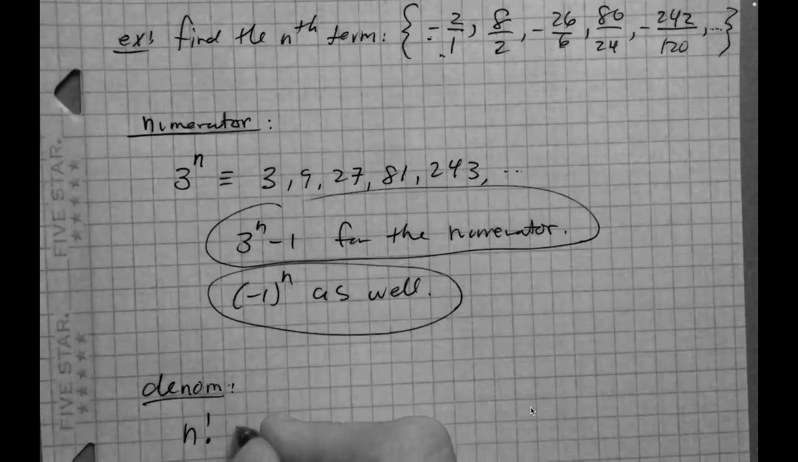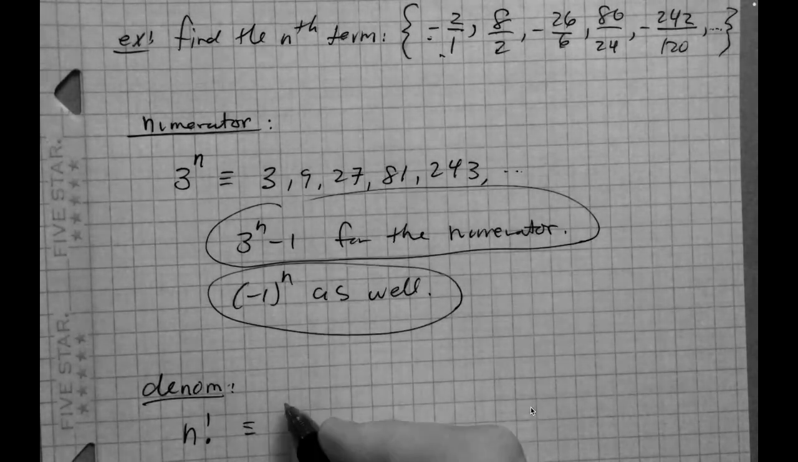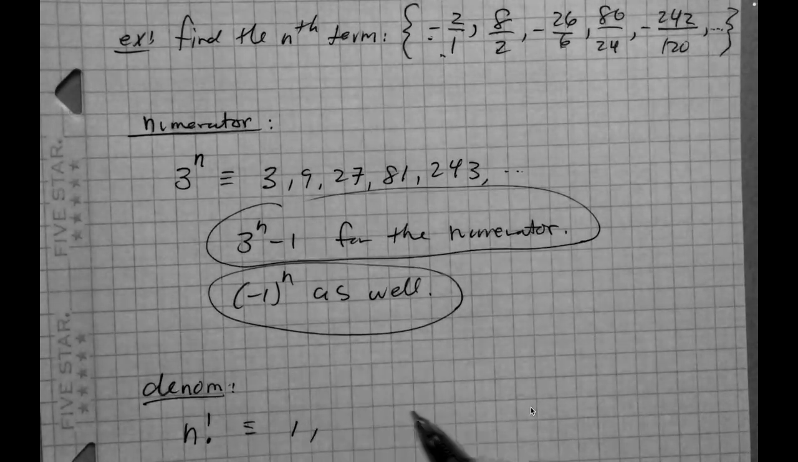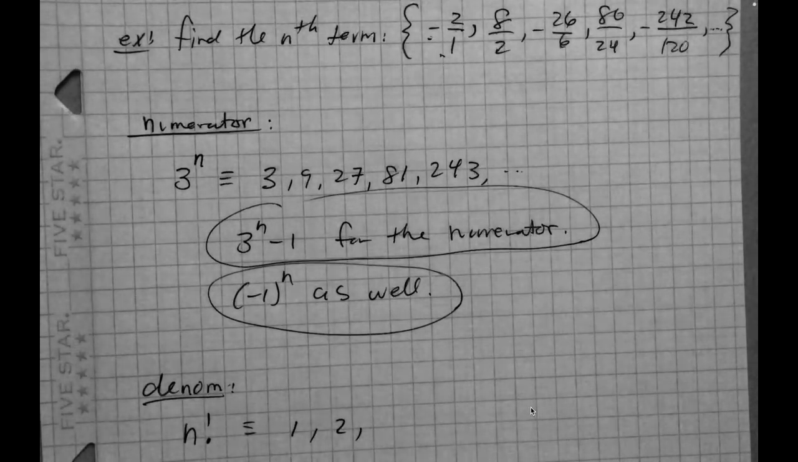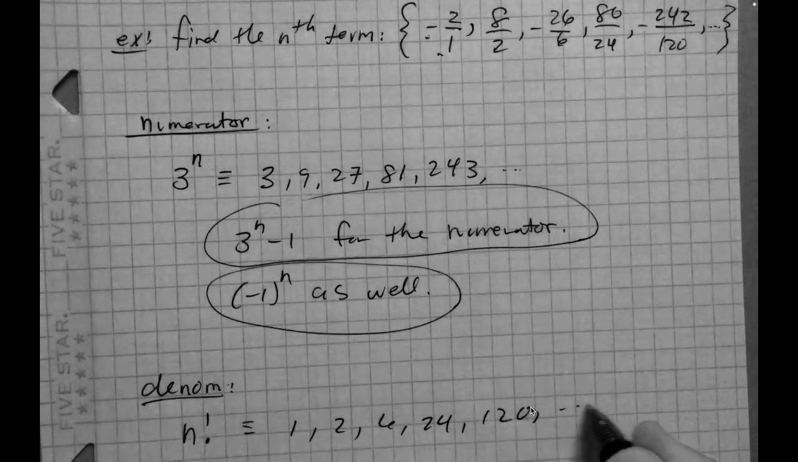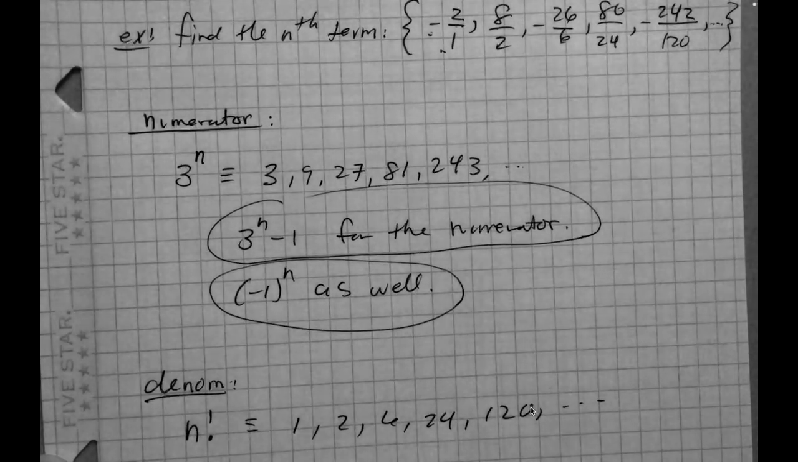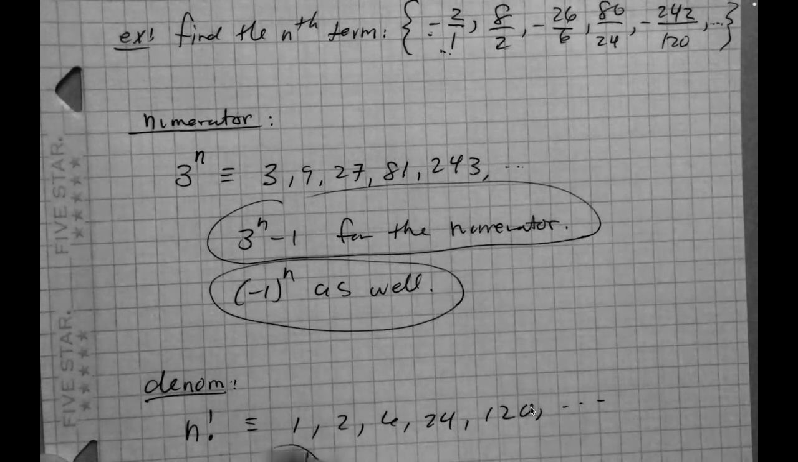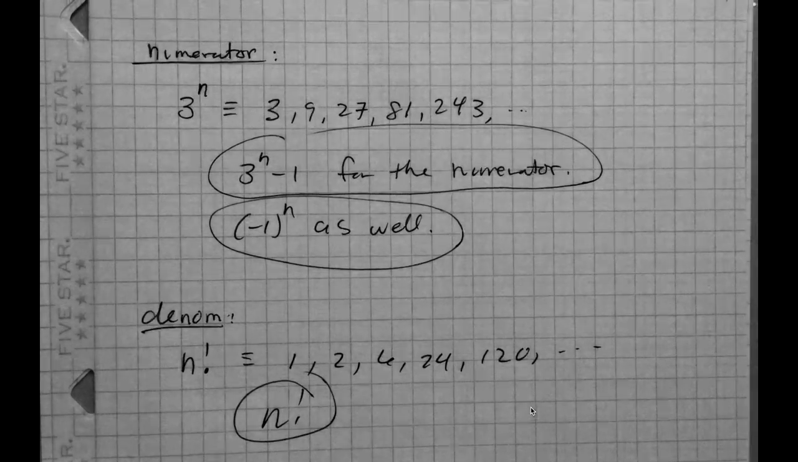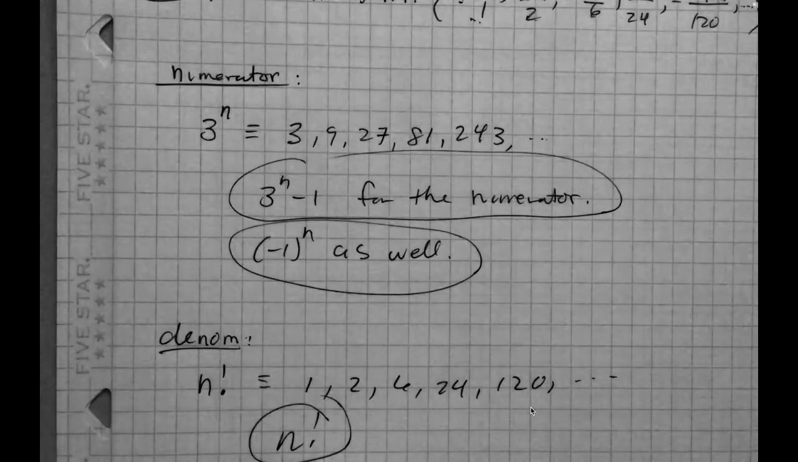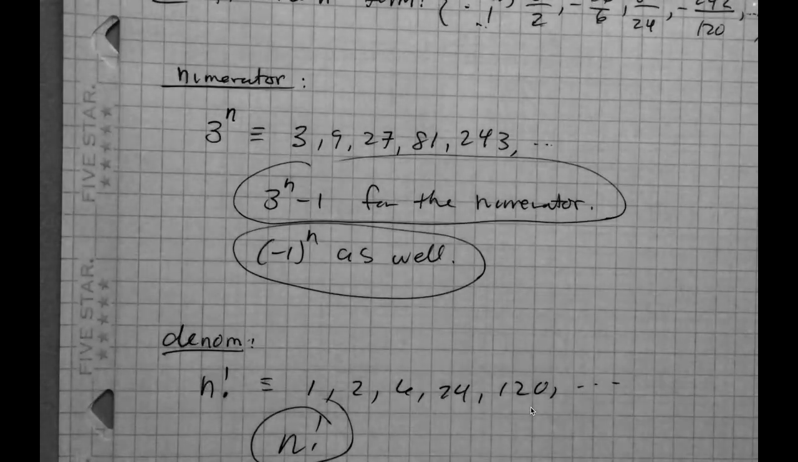So n factorial is going to be basically 1, and then 1 times 2, which is 2, and then 1 times 2 times 3, which is 6, and then 1 times 2 times 3 times 4, which is 24, and then 120, and so on. Right, so it looks like the denominator here is n factorial. Okay, and so we could say that this sequence is 3 to the n minus 1.